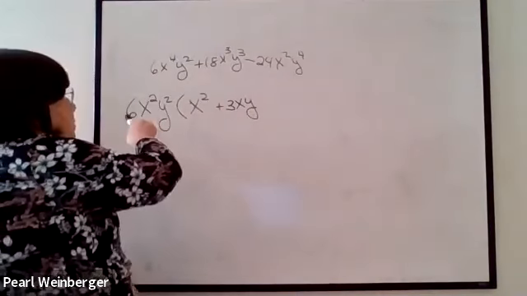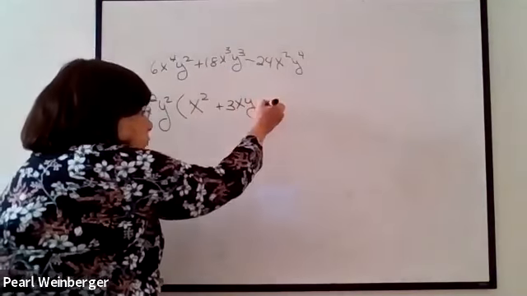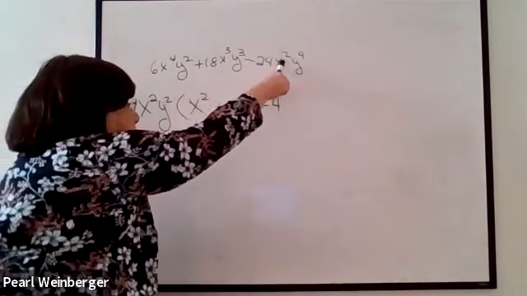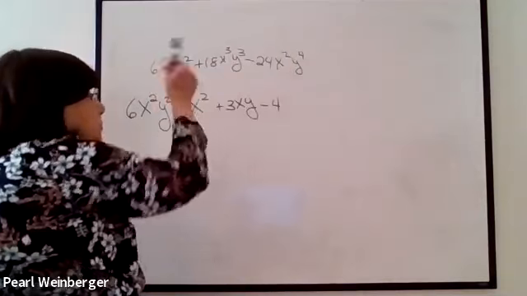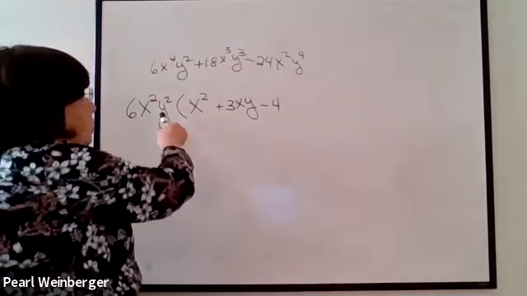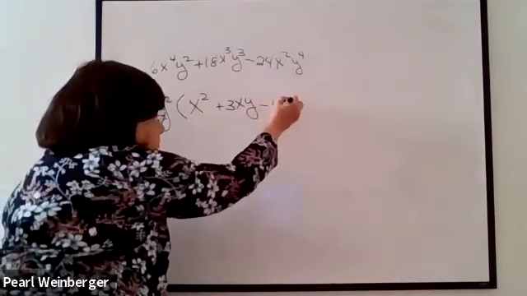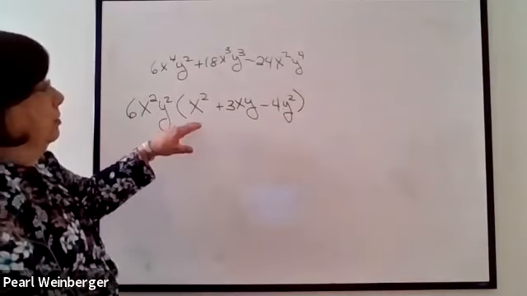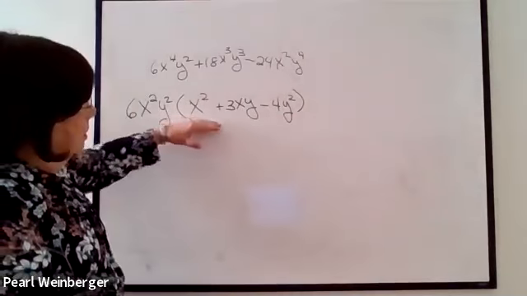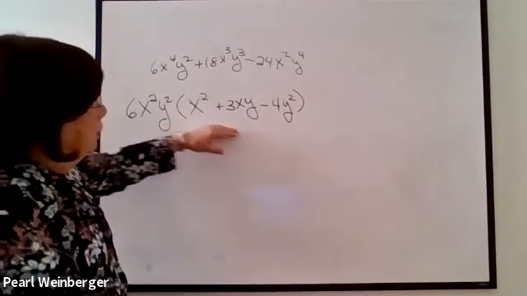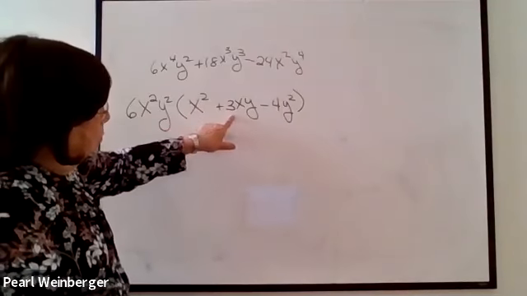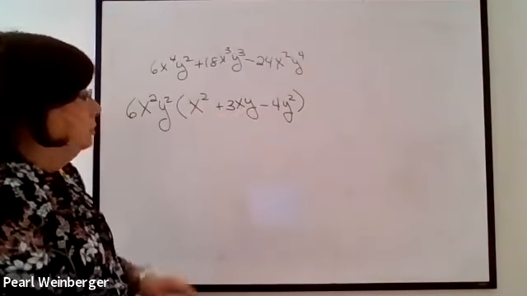And finally, we do the 6 into the negative 24 gives me negative 4. The x squared into the x squared cancel out. 2 minus 2 is 0, there's no x's left. Y squared into y fourth gives me y squared. And it turns out that the polynomial, the trinomial that I'm left with is x to the second plus 3xy minus 4y squared.